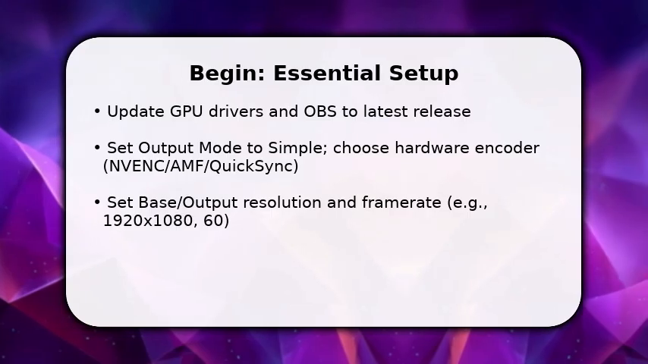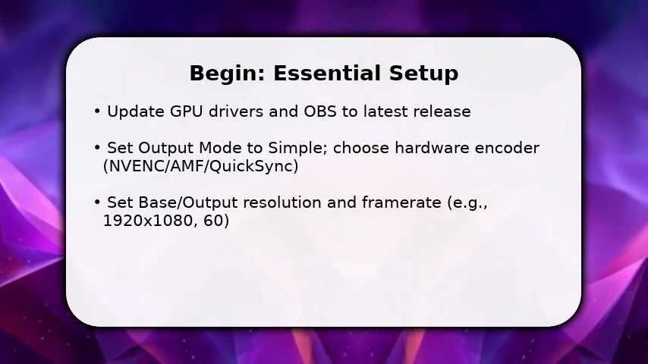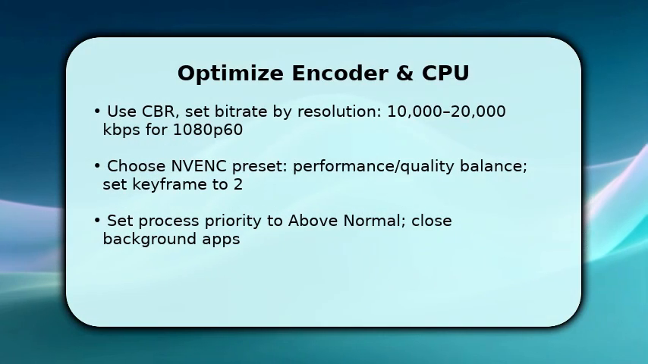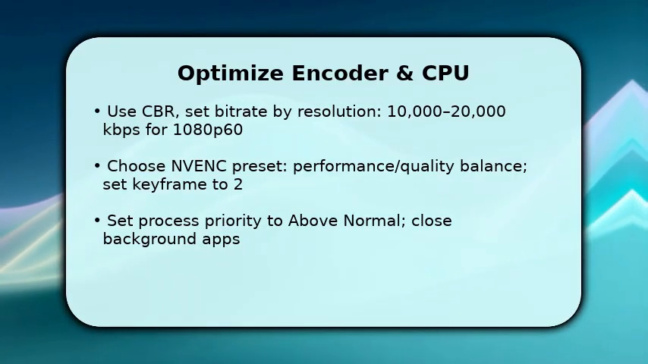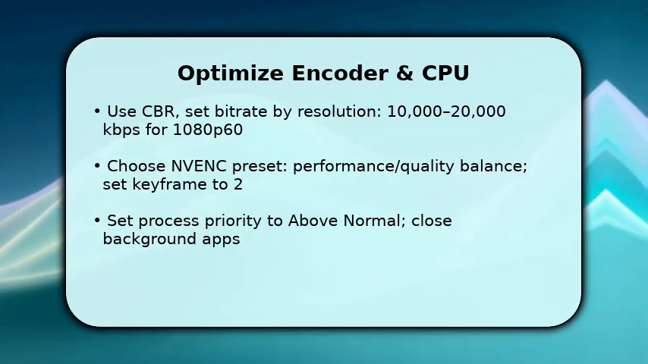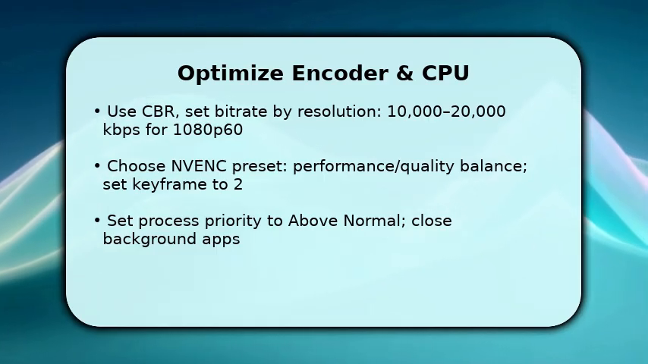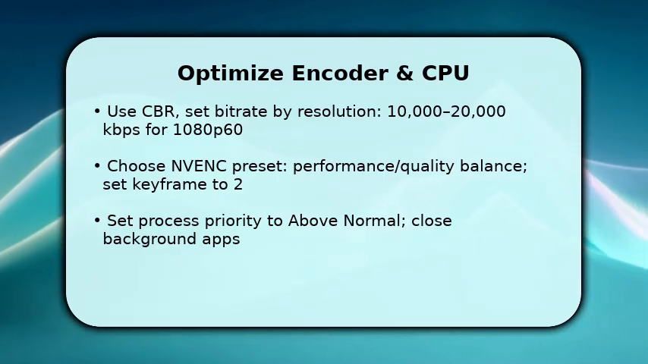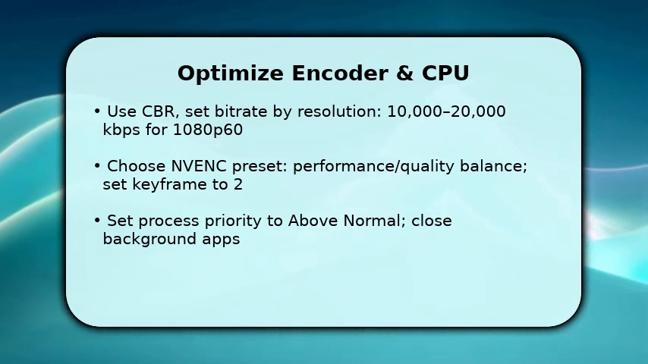Now move to bitrate and recording format next. Next, focus on the encoder and CPU. Switch to CBR and set bitrate based on resolution. For 1080p 60 aim around 10,000 to 20,000 kbps so the encoder has steady throughput. Once that's set, pick an NVENC preset that balances speed and quality, performance for smoother recordings, quality for better visuals, and set keyframe interval to 2 so players and editors sync frames correctly.